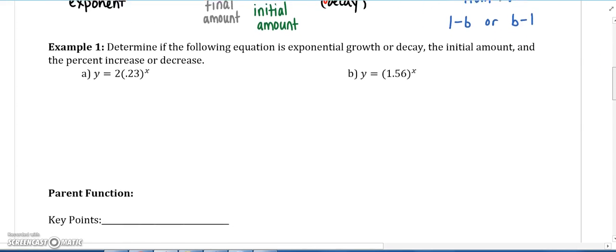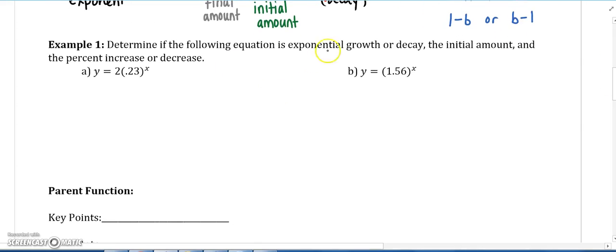Let's try a few problems. It says determine if the following equation is exponential growth or decay. Determine the initial amount and the percent increase or decrease. For letter A, we have y equals 2 times 0.23 to the x. So this 2 is our a value. 0.23 is b. The first thing it wants to know is whether it's growth or decay.